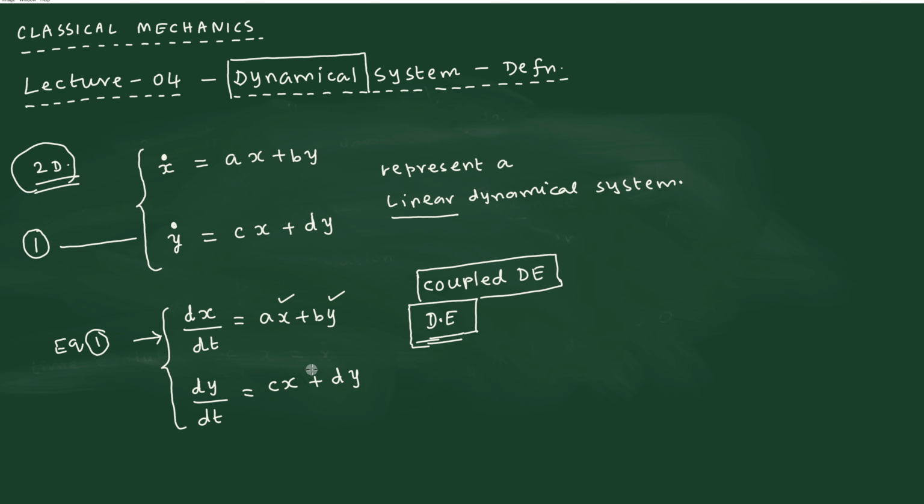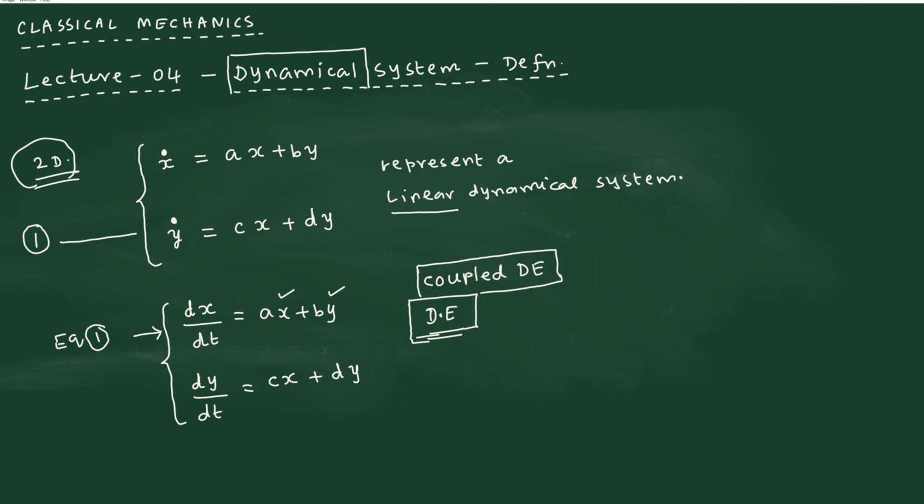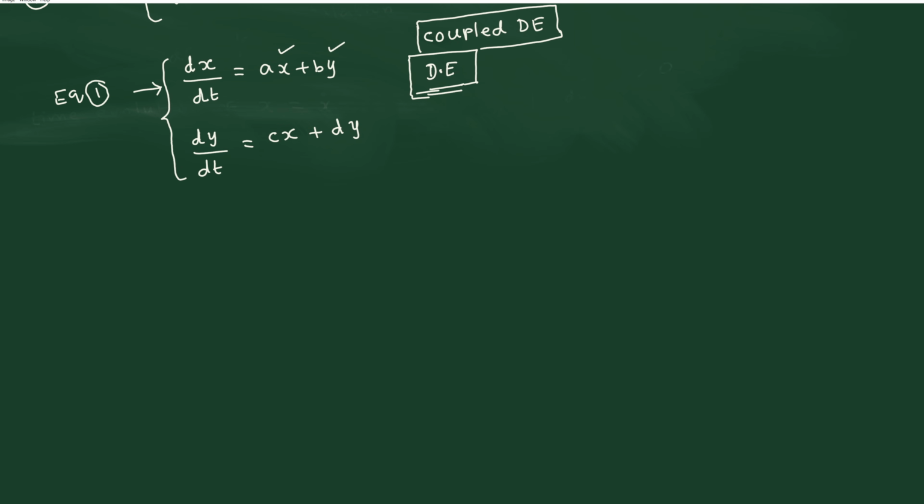So the question naturally comes, how do you know? How do we know that this is a coupled equation? That can be seen easily. Let me explain how you can see that. Now let us explain this.